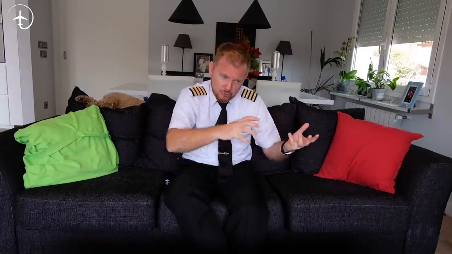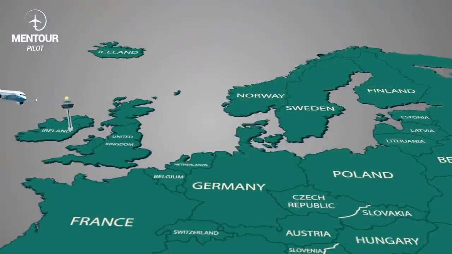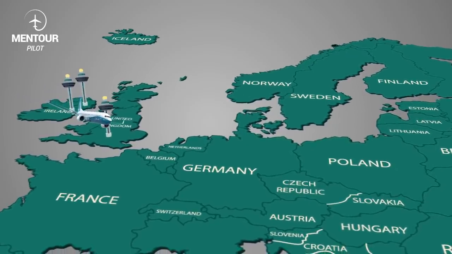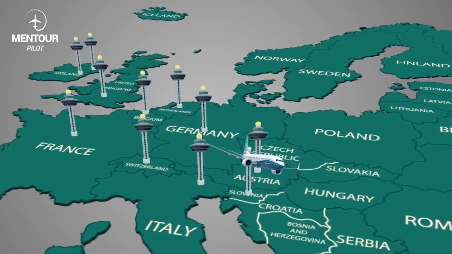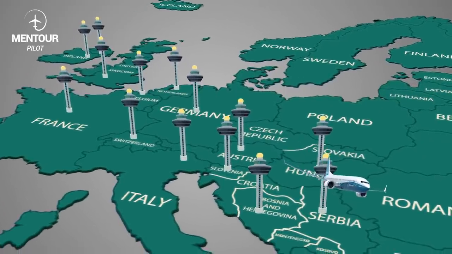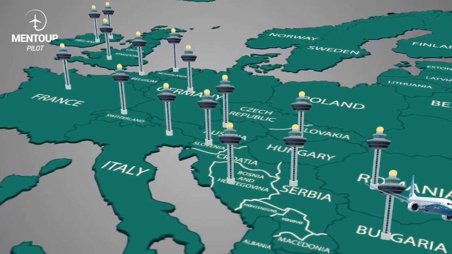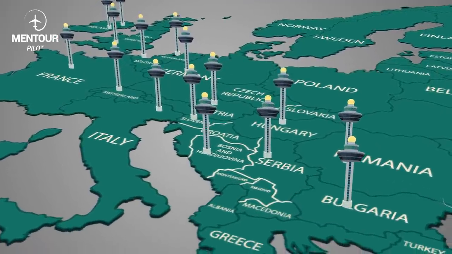So as an aircraft is flying along a route, the aircraft will be talking to several different air traffic control units. The reason for this is that, like I mentioned before, the VHF radios only have a limited range. So as we're flying along, let's say from the UK down to Greece, we will talk to one controller and they will hand us over to the next controller, which will hand us over to the third controller, continuously so that we always have contact with someone.